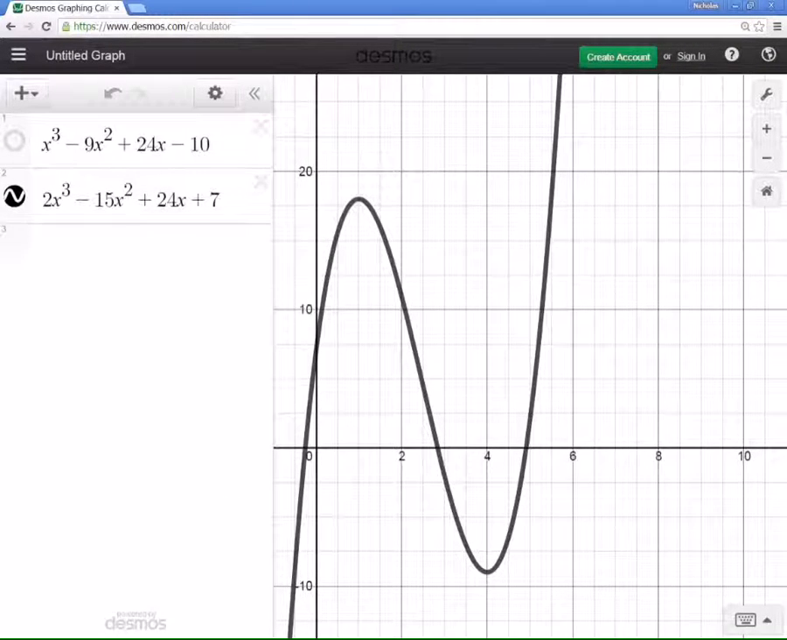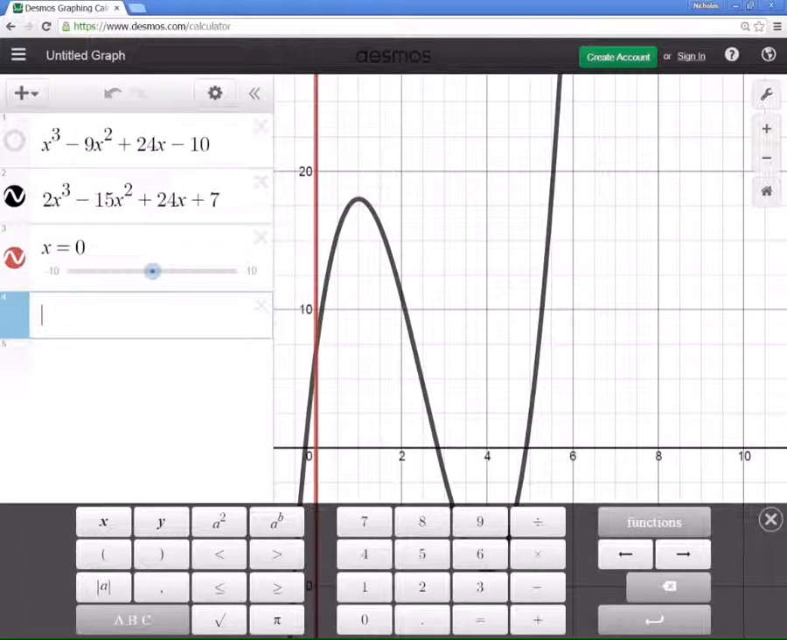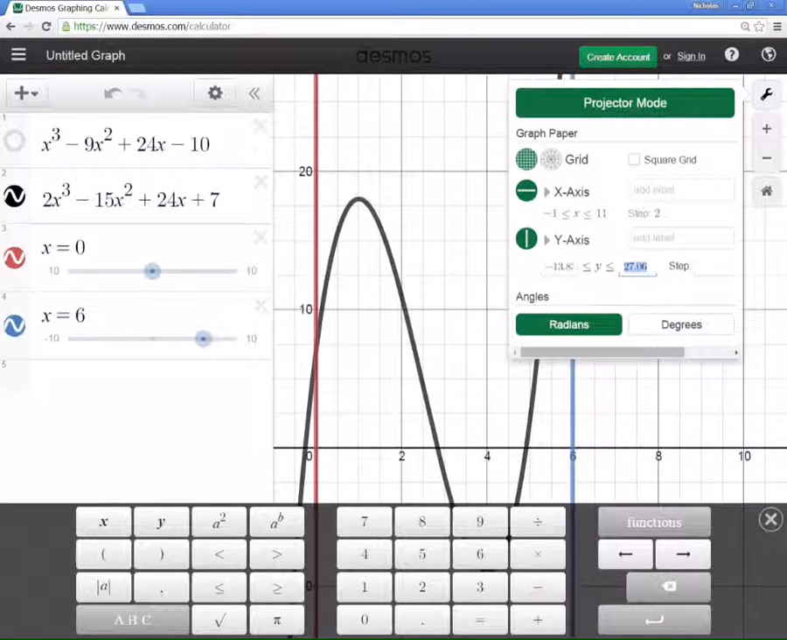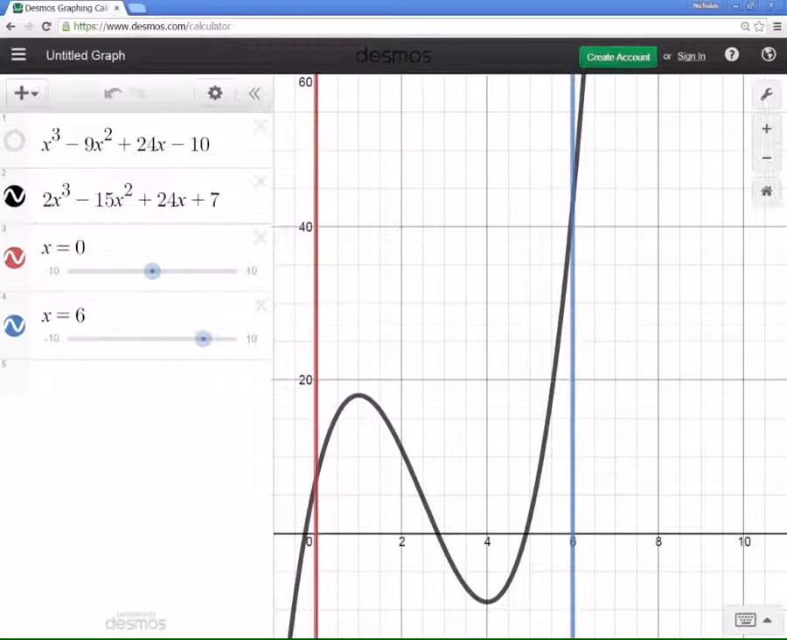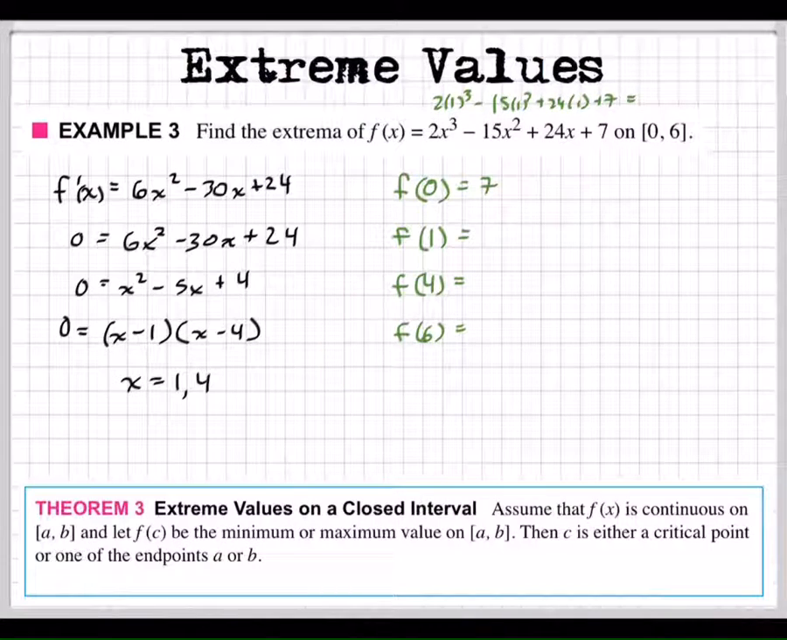So, oh yeah, it was a closed interval, right? What was the lower bound? 0. And the upper bound? 6. So x equals 6, right there and there. Oh, dang, I have to shrink up that y value. Let's put 60 right here. All right, cool. Now we can see all of our points. We're cheating. So we got 7, 18, -9, and 43. Let's throw those right here: 7, 18, -9, and 43.